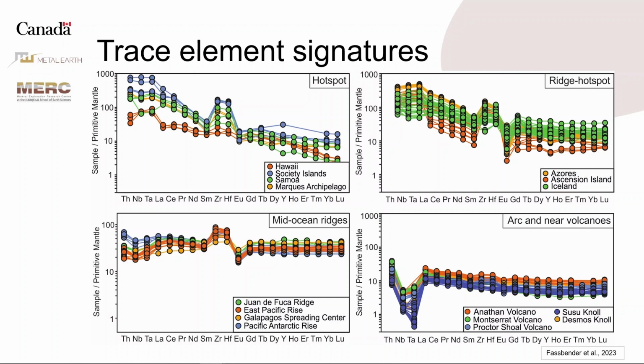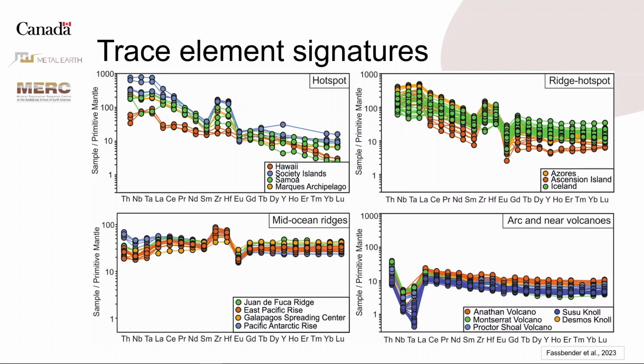So we see that we basically have four huge end members. Samples from ocean islands, like from Hawaii or Samoa, which have a steeply dipping REE pattern. They have positive zirconium hafnium anomalies. And then we have ridge hotspot intersections, samples from the Azores and Iceland, which have very much this similar geochemical signature, but they have a much stronger negative europium anomaly.